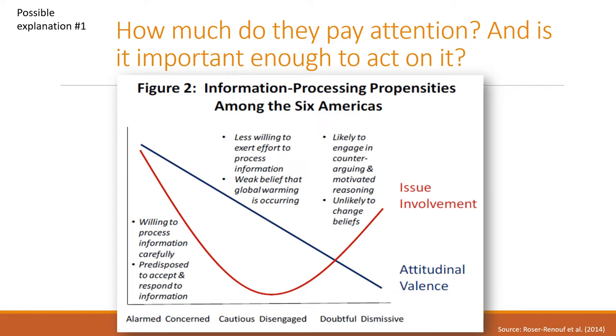So look at that. The alarmed are totally involved in this issue, highest of any of them. They're willing to take in information carefully. They're predisposed to actually accept it and to respond to the information. And then it drops off rather radically all the way to the ones who are disengaged, who get their name because they don't pay attention to the issue.